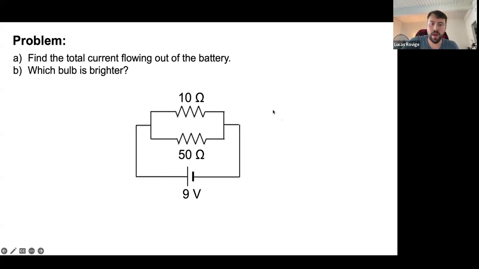So we know that P is equal to U multiplied by I, or V multiplied by I. It's also equal to V square divided by R. It's equal to I square multiplied by R. So here we have both the potential and the current now, so we could use this one.